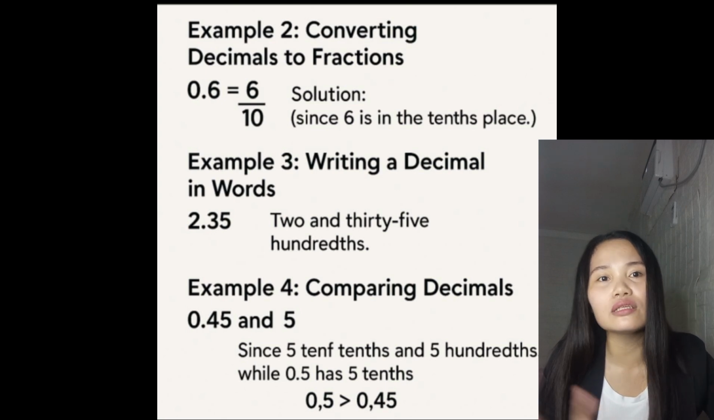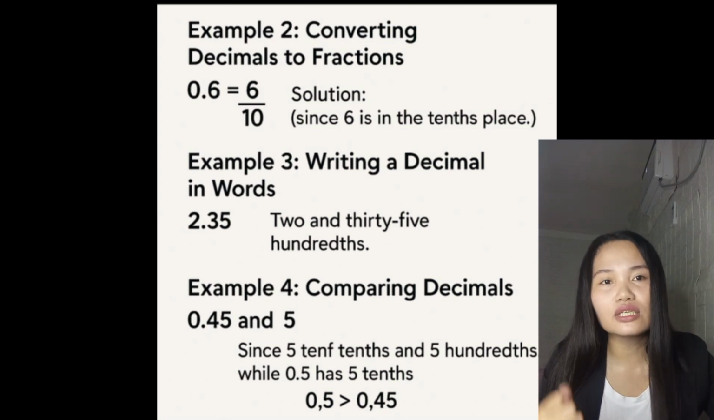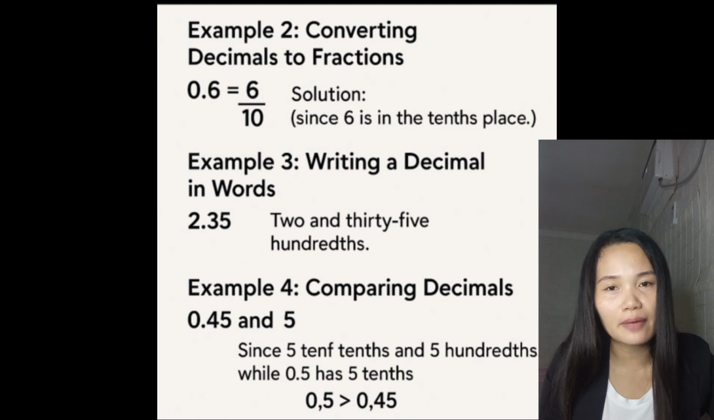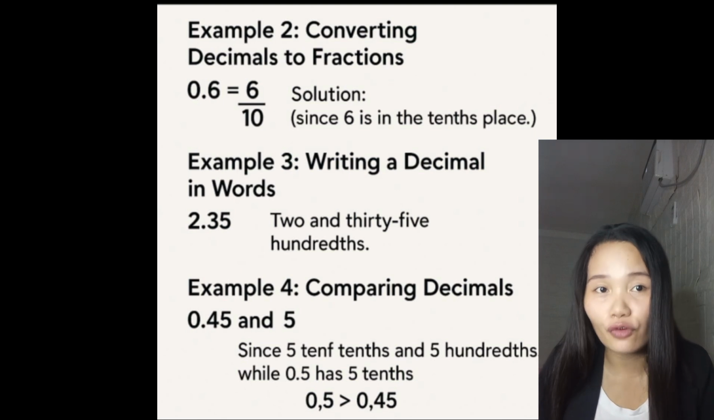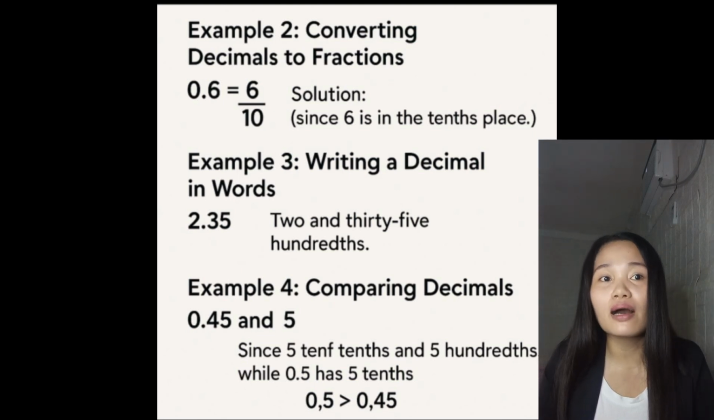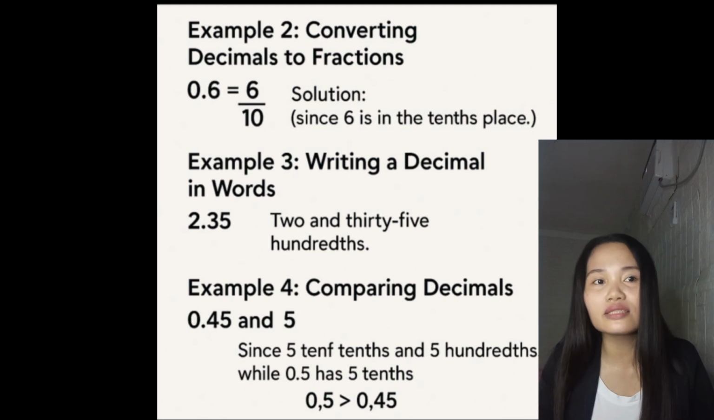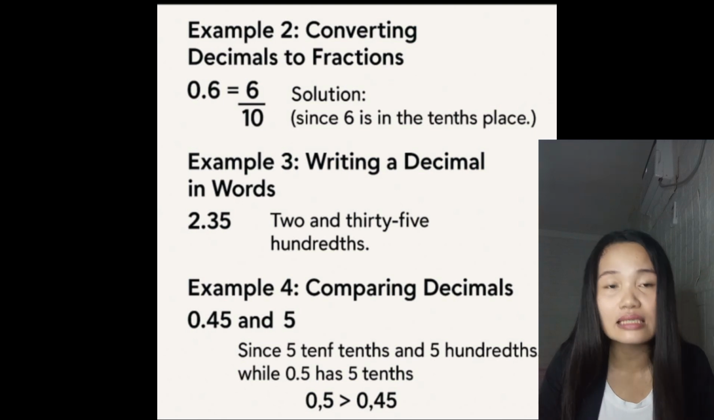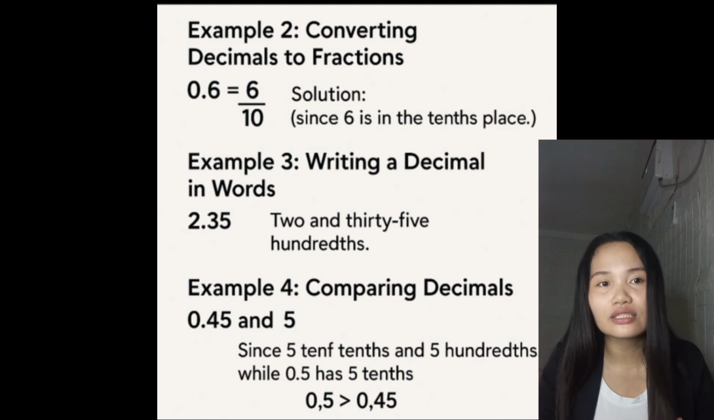Now, comparing two decimals, 0.4 and 0.5. 0.4 has 4 tenths, while 0.5 has 5 tenths. Since 5 tenths is greater than 4 tenths, 0.5 is greater.